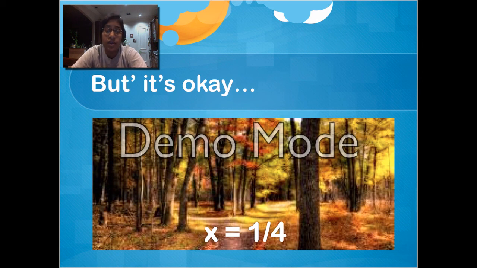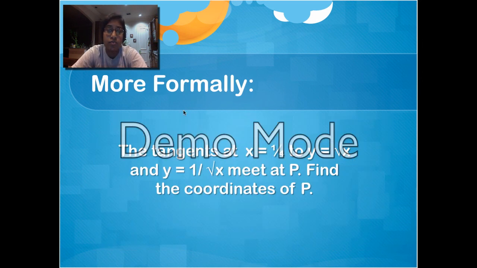So we're going to have to solve this problem mathematically, and more formally stated, it's the tangents at x equals 1/4 to y equals root x and y equals 1 over root x meet at P. And our goal is to find the coordinates of P where Simba and Nala meet.